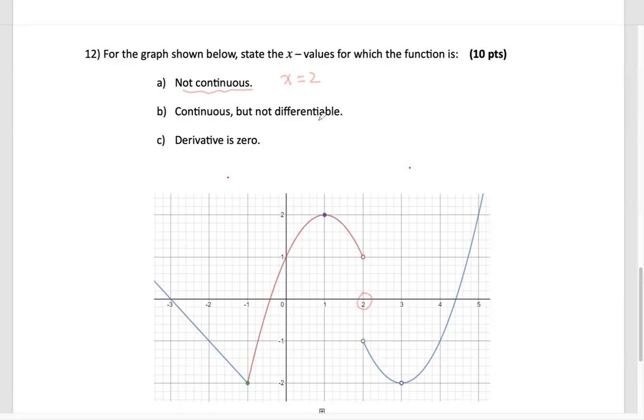Continuous but not differentiable: remember the sharp point, right? It's continuous, but it's not differentiable. So the x value is -1. The slope from the left-hand side is this, and the slope from the right-hand side is this. So we have 2 tangent lines, so which one should we follow? At this point, it's not differentiable. The derivative is 0: remember, derivative is 0 means the tangent line is horizontal. What's the x value? The x value is 1.